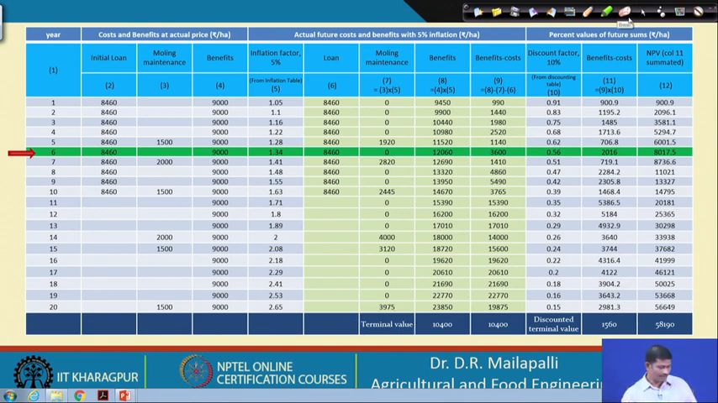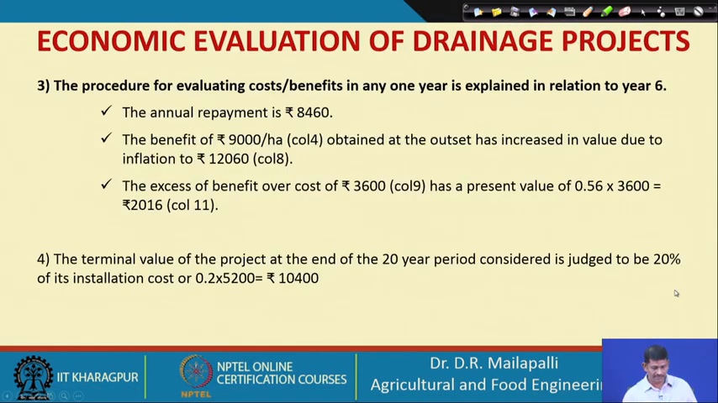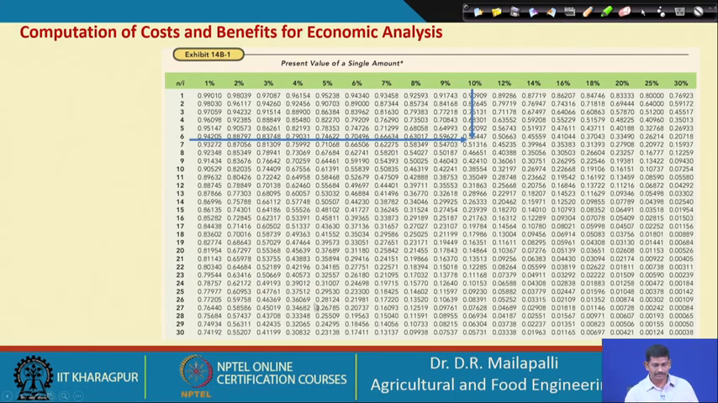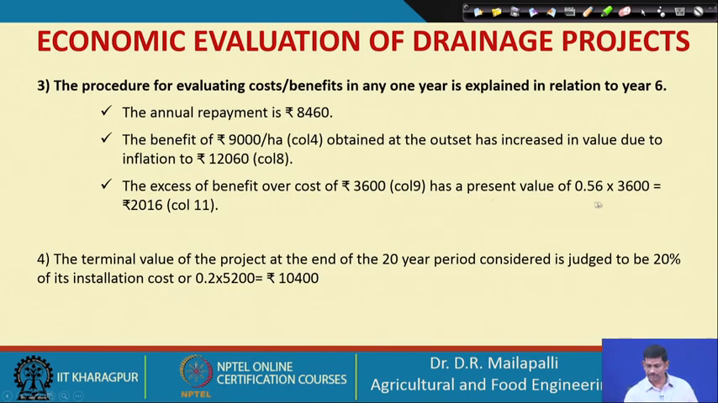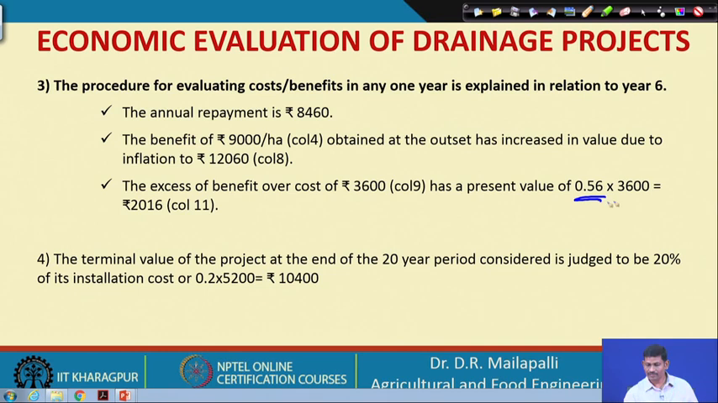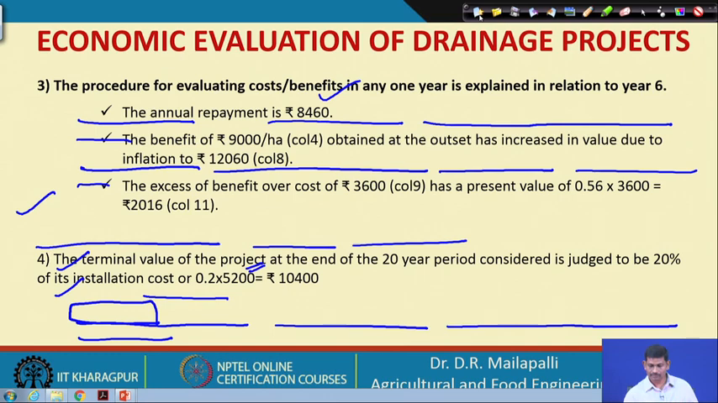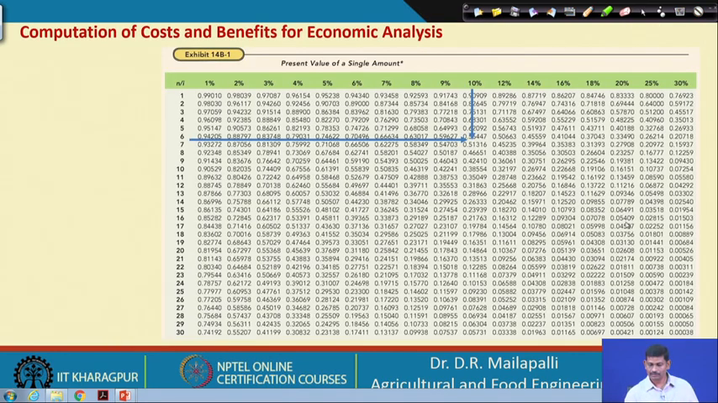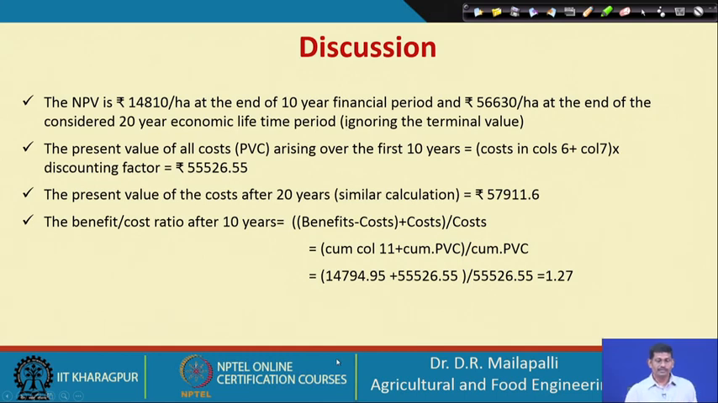Okay. Now, let us go back to the calculations. This is the computation for 6 years at 10%, and this is 0.56 or something like that. If you see here, 0.56 multiplied, we did 0.56 into 3,600, the corresponding 6 years benefits. Okay, so now discussion.